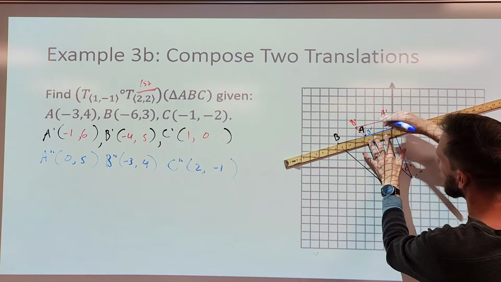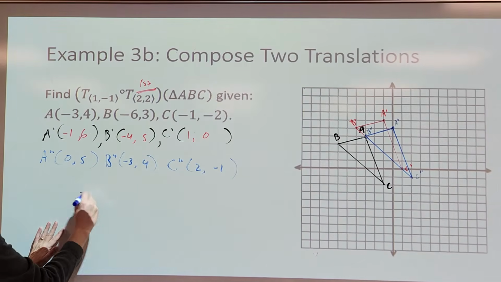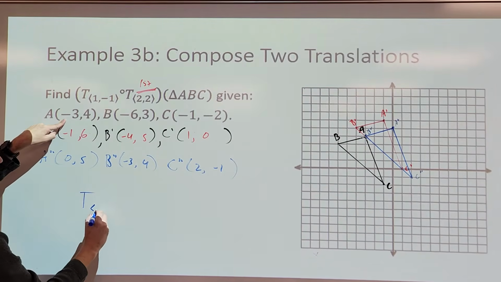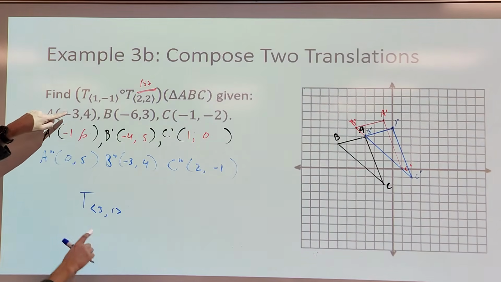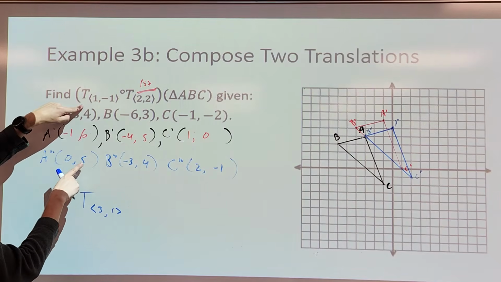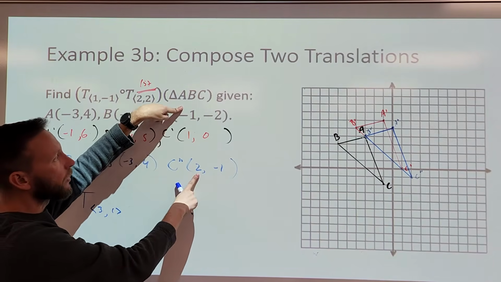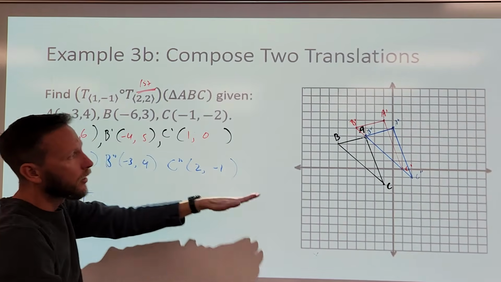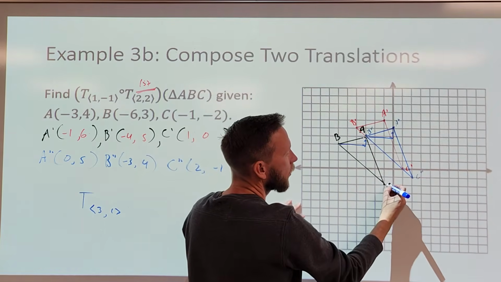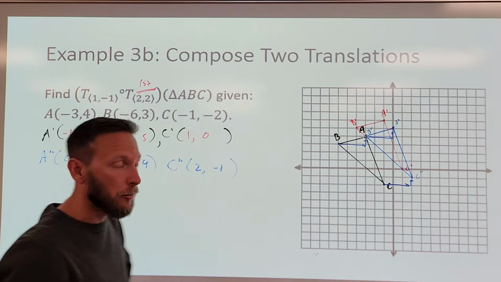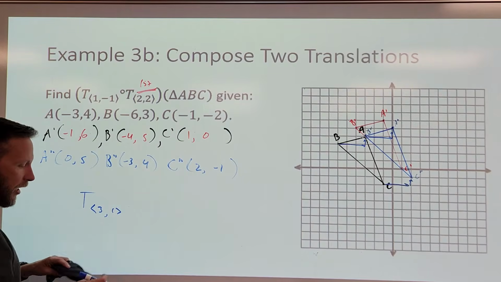Now, remember we talked about how a composition of translations is just a translation. So this is the same thing as translating this forward 3 and then up 1. Does that work? If I take this number plus 3, I get 0, this number plus 1, I get 5. This number plus 3, I get negative 3, this number plus 1, I get 4. This number plus 3, I get 2, this number plus 1, I get negative 1. And so we're moving forward 3, up 1 each time. We can confirm that a translation of a translation is a translation.